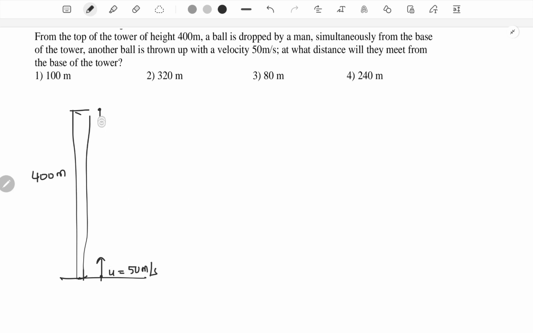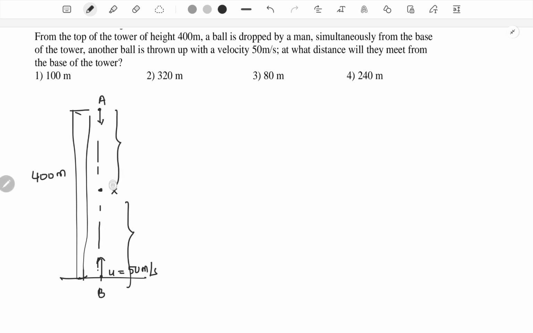Definitely, as the first body starts falling and this one goes up, somewhere they would collide. Let's take that point as x. Now the question is, at what distance will they meet from the base of the tower? This distance we need to find. Both bodies started their motion simultaneously at the same moment of time. Let's say the first body is dropped from A, and the second body is projected from B. If the first body takes a time t to go from A to x, the second body in the same time t would go from B to x.